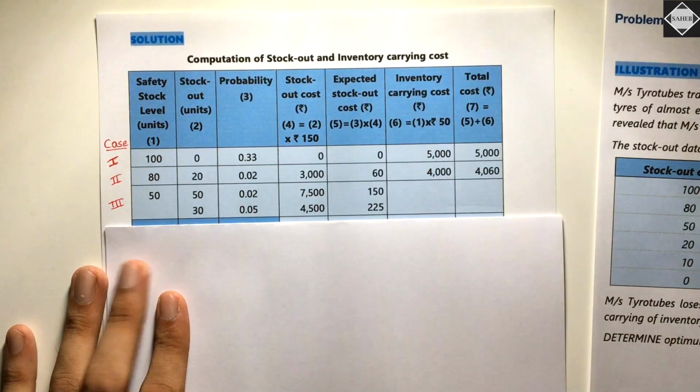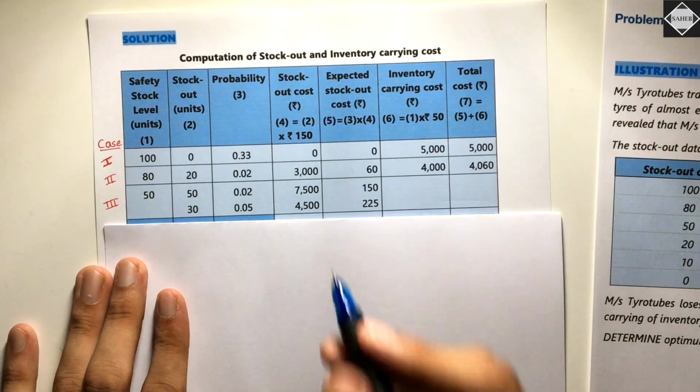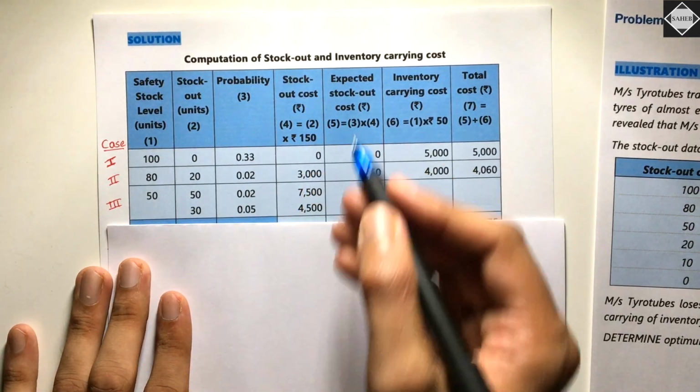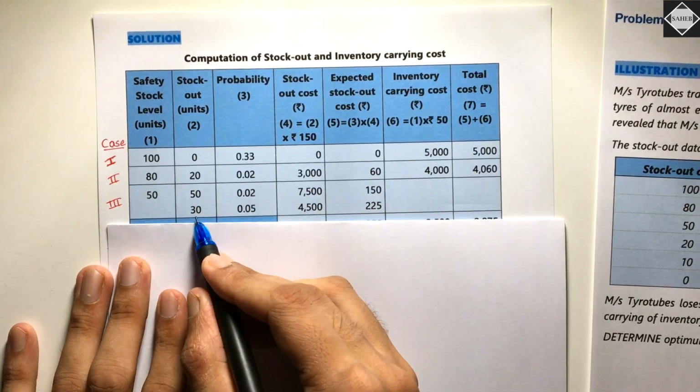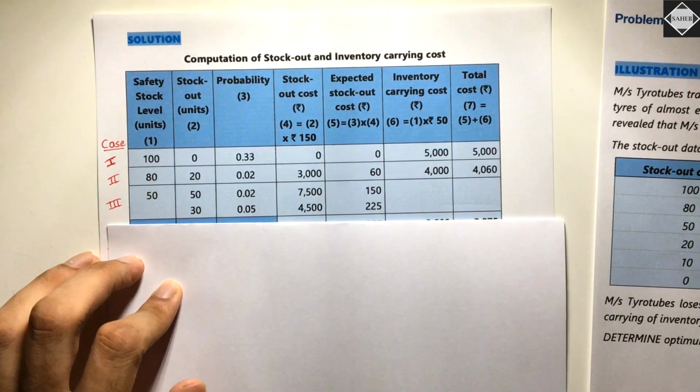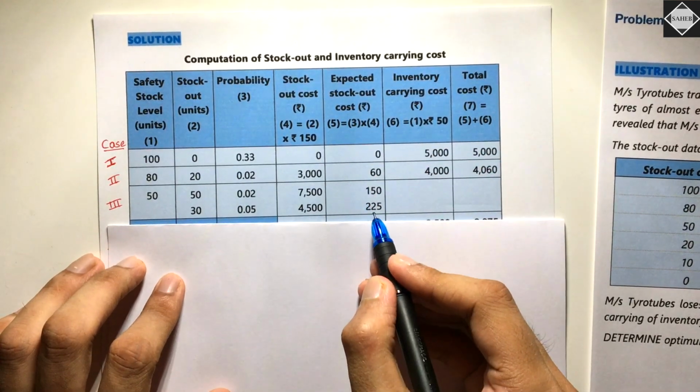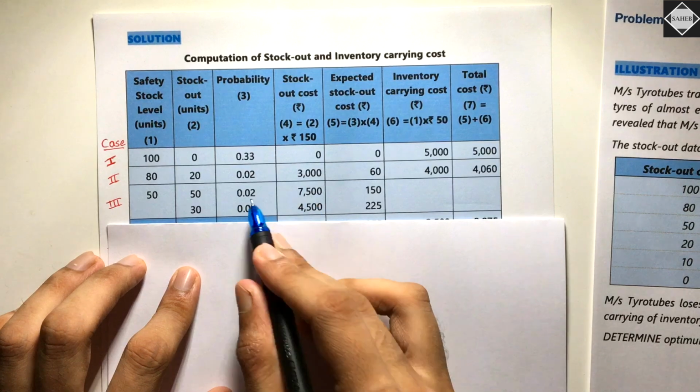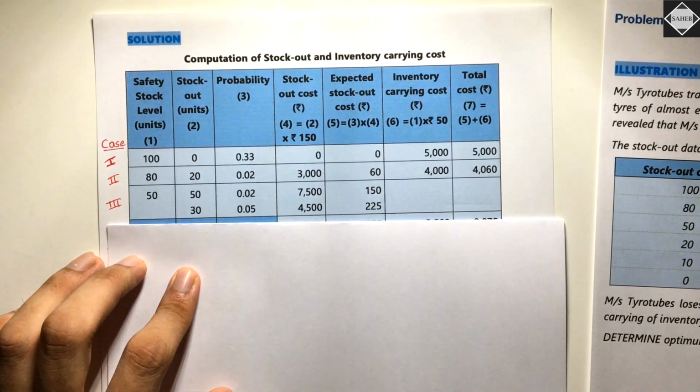Is it clear? Now you have to do the calculation, which is very simple. You have to calculate the stock out cost, which is nothing but 50 into 150, 30 into 150, you will get 7,500 and 4,500. And then you have to calculate expected stock out cost, which is nothing but 7,500 into 2%, which is 150. Let me just show you.